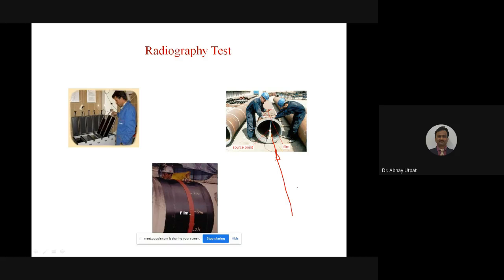So piping engineering is one of the course. Remember it. You can Google it. And if anybody interested after B, you can join that course.